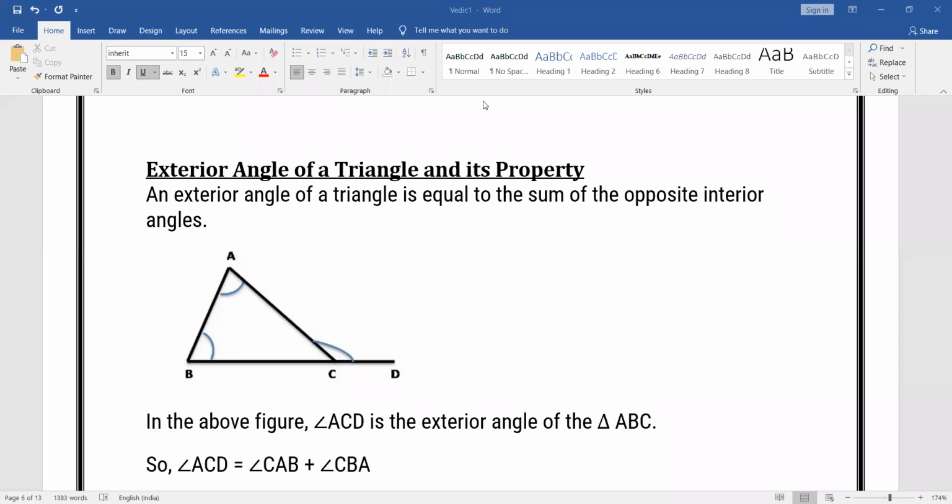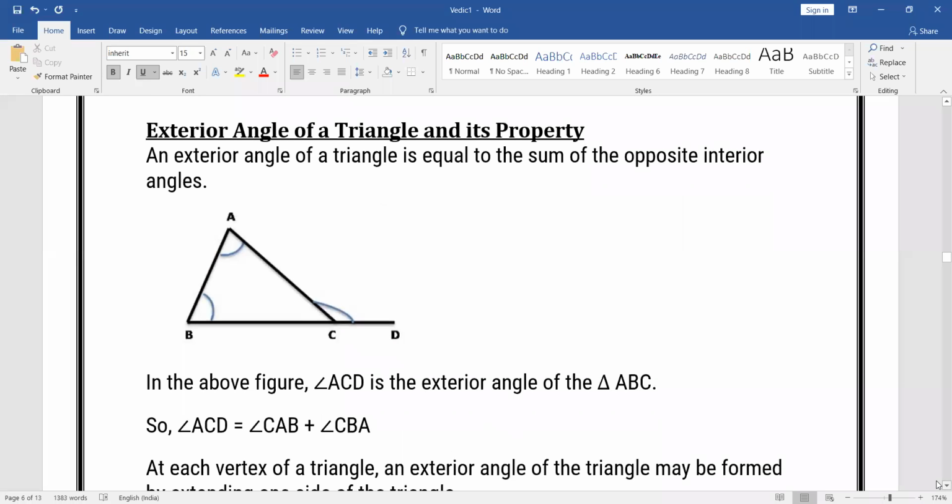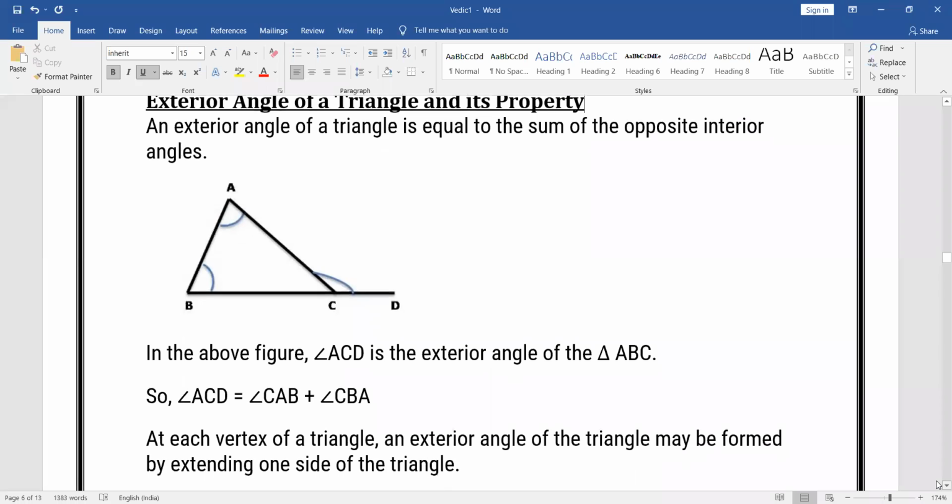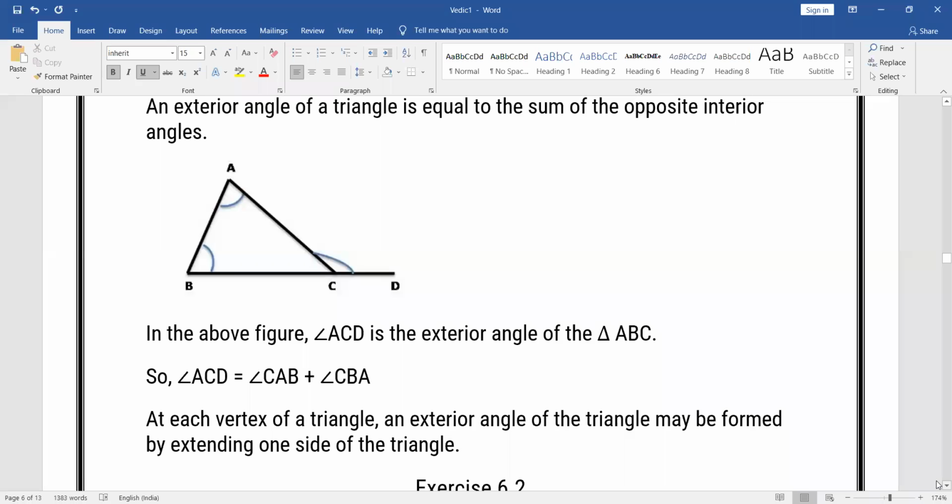In this given diagram, we have drawn a line extending a particular vertex. For example, we have extended the line BC to the point D. Then in this case, ACD is the exterior angle of triangle ABC, and this exterior angle is equal to the sum of the opposite two interior angles. So this statement you have to learn. With the help of this property, we can find solutions for the questions given in our exercise, that is exercise 6.2.